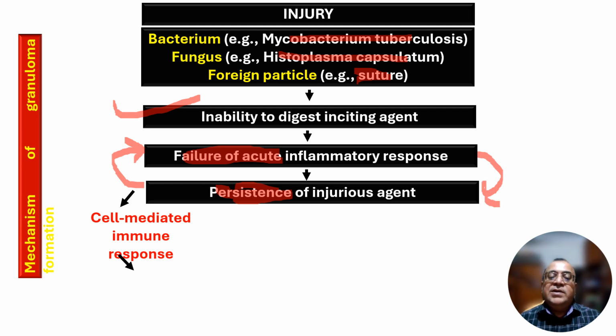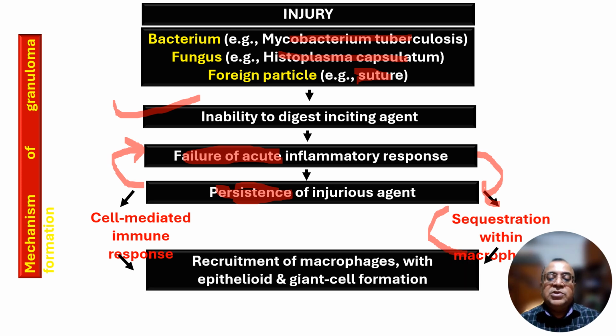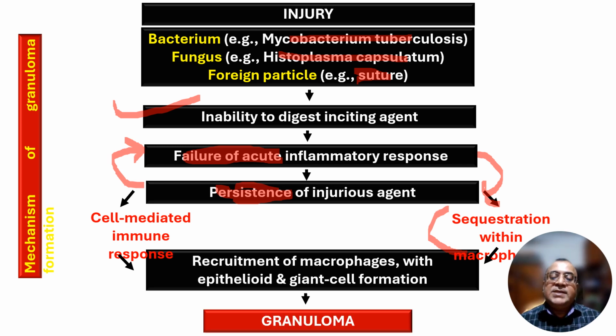Whenever there is persistence of this injurious agent, there will be a cell-mediated immune response, or there can be sequestration of indigestible material within the macrophages. So they will recruit more macrophages to help clear away the insulting agent. There will be recruitment of macrophages with epithelioid cell and giant cell formation. That is termed a granuloma.